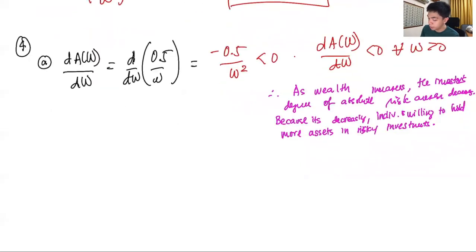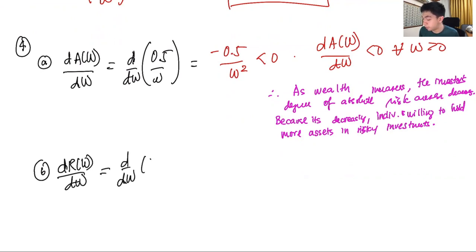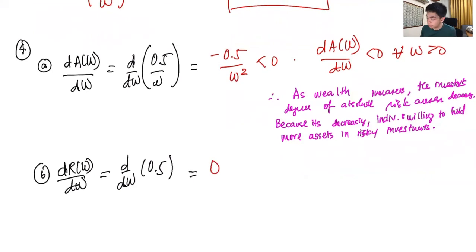Then the next one is for B. The second one is we need to determine what happens to the relative risk aversion measure. So that's dRW over dW, and that's just equal to the derivative of 0.5 with respect to W. That's just going to be equal to 0, right? Because the derivative of a constant with respect to W is just 0. So this implies that dRW over dW is equal to 0 for all W greater than 0.